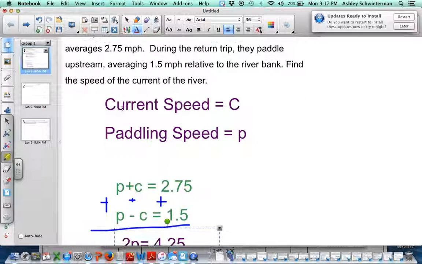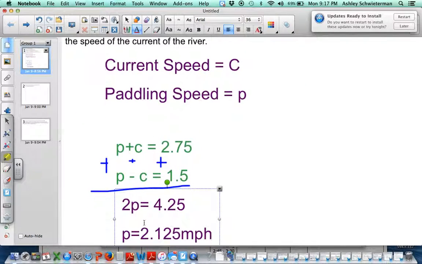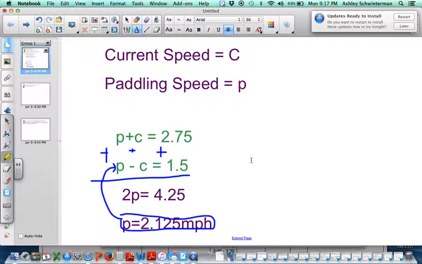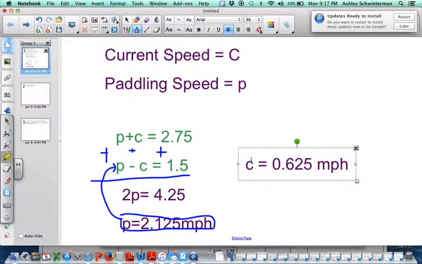And then it said find the speed of the current. Well, we could take that p and substitute it in either place. So we could take that p and substitute it in here, or we could take it and substitute it in there. And when we do that, we are going to get that the current speed is equal to 0.625 miles per hour. All right, that was our next type of problem.